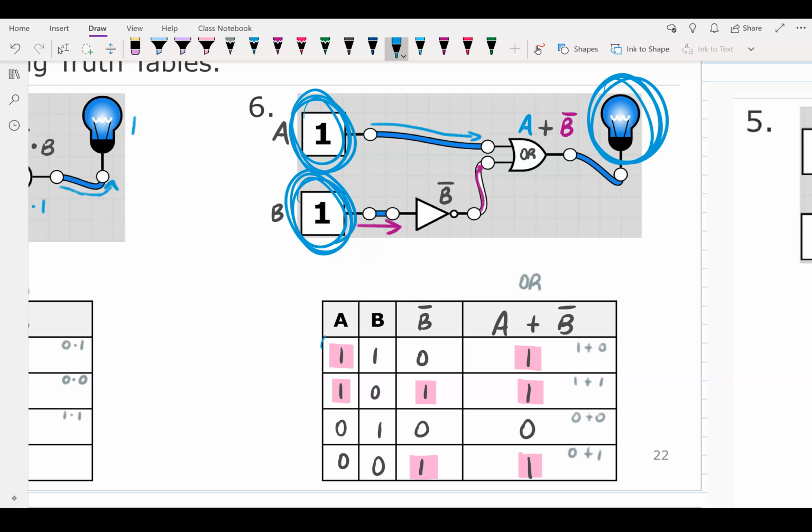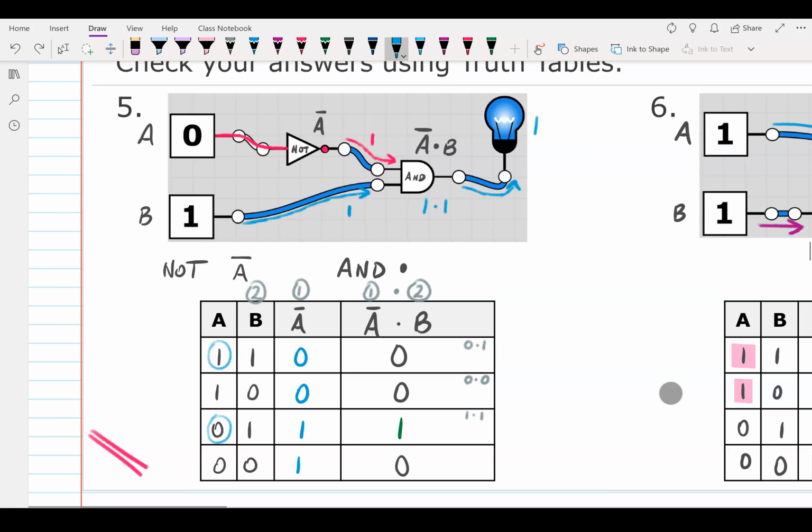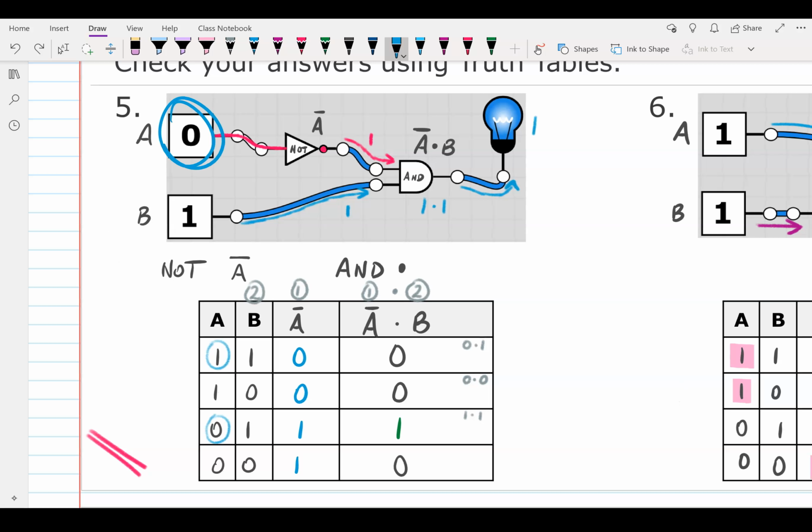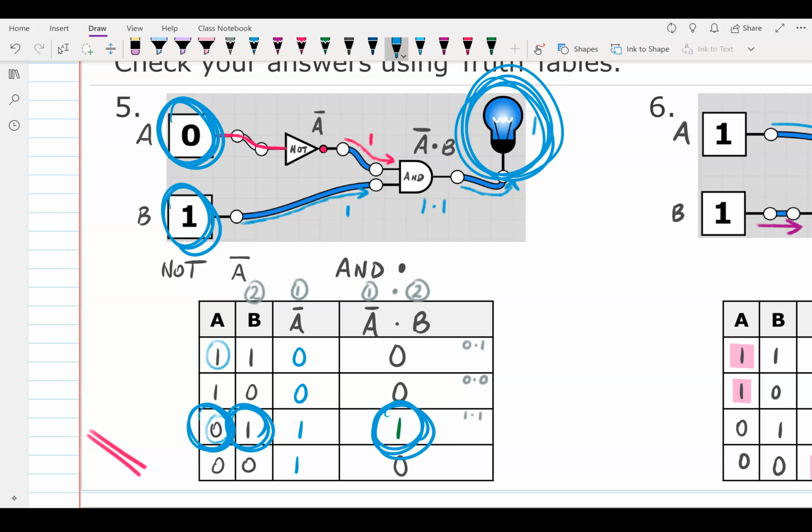So in this case, if A is 1 and B is 1, the final answer should be on. In fact, we are checking our work by going back to the truth table and comparing it to our original graphic. Let's do that with this one as well, visually. If A is 0 and B is 1, our light bulb will be on. So it's 1.